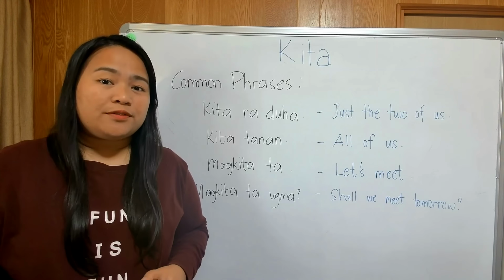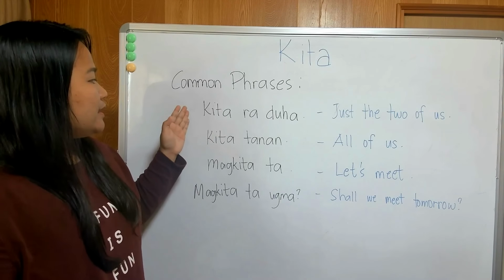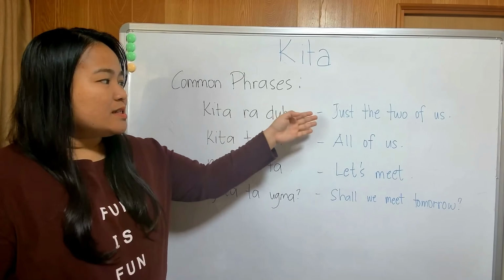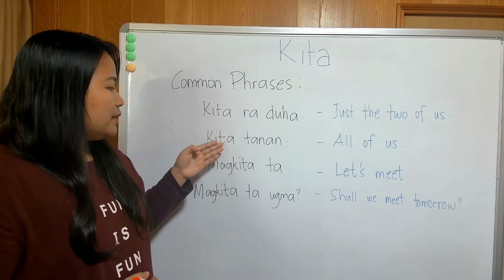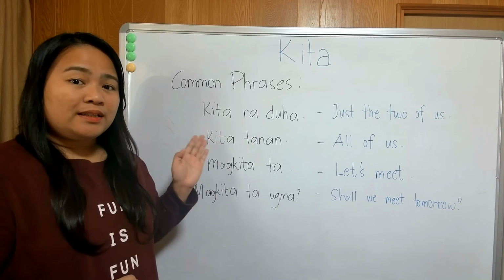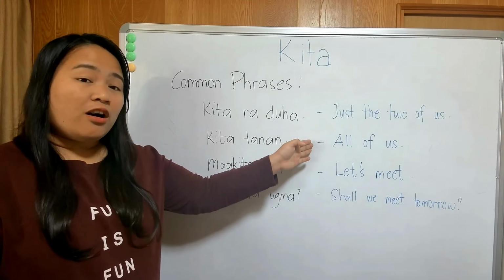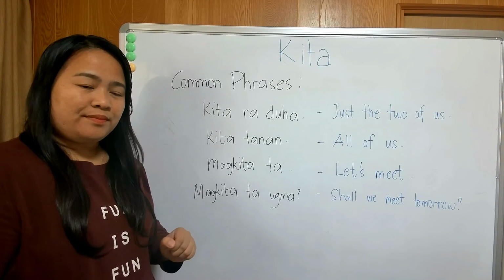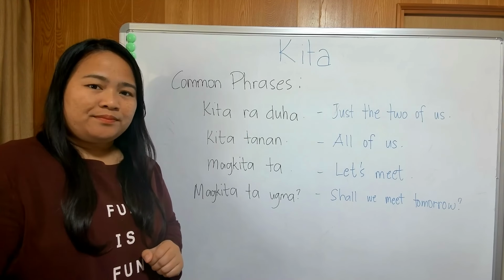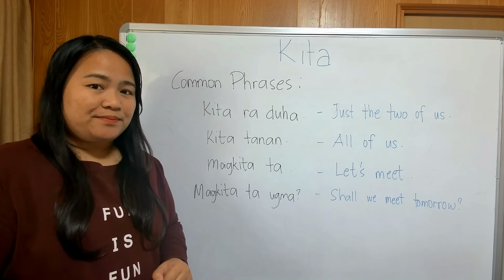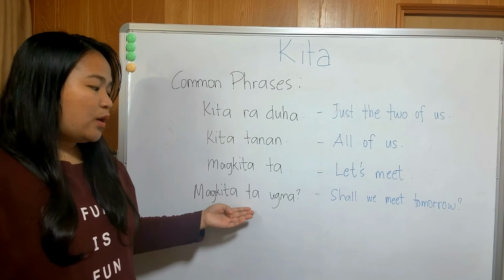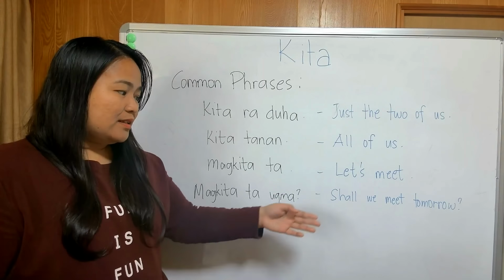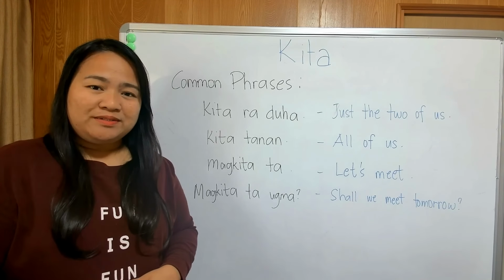Now let's have the common phrases. So kita ra duha. It means just the two of us. Kita tanan. It means all of us. Magkita ta. It means let's meet. Magkita ta ugma. It means shall we meet tomorrow?